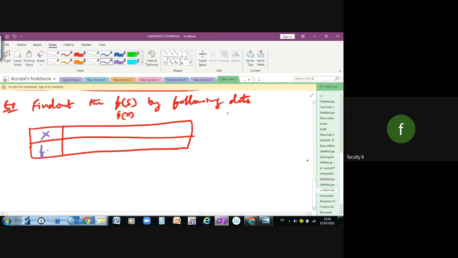X value, f of x: 2, 2, 15, 59, 243, 275, and 771. So here, as you know, find out the f of 5.